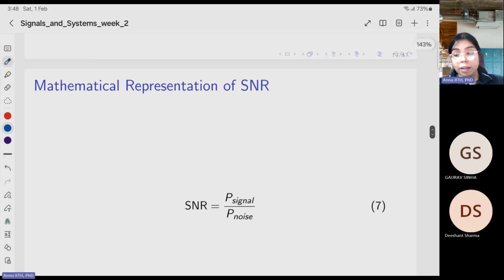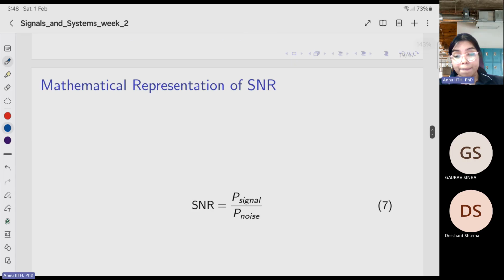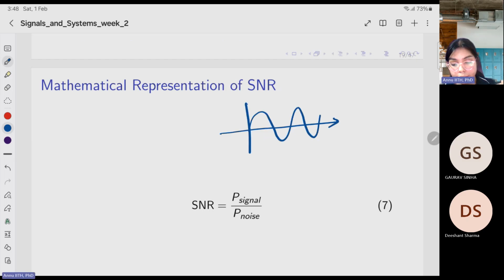So how will you calculate the power? Power is nothing but the sum of the square of the amplitude. So if the signal is this, you are squaring it. If the signal is 9, what is the power? How will you calculate the power?